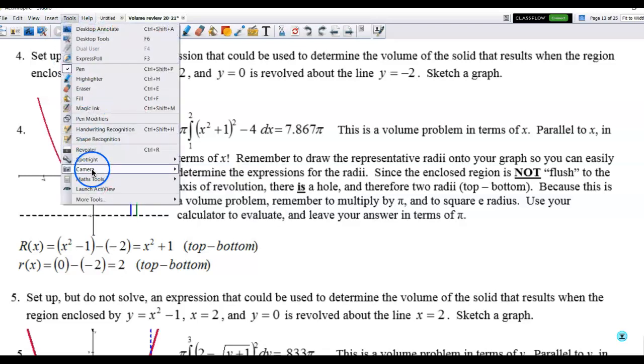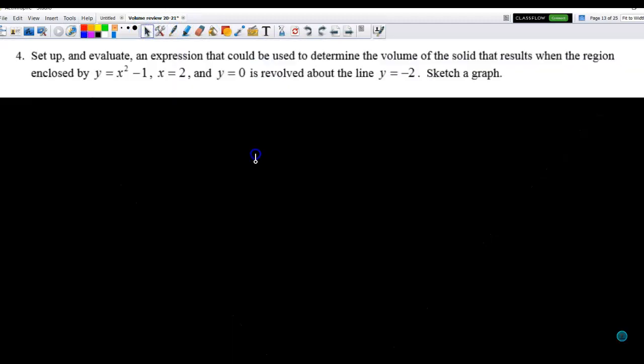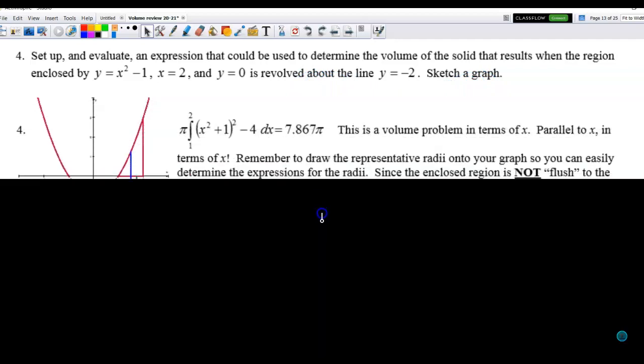Tools. Let's put it back. Revealer. That just makes it easy for us to focus on one problem at a time. So notice we have the same region, x squared minus 1, x equal to 2, y equals 0, and we're going to revolve around the line y equal negative 2. Very important to sketch, even though you can use your calculator to assist you.